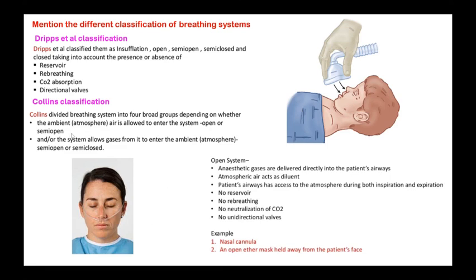So this classification of open, semi-open, semi-closed, and closed, that is the most commonly used by most of the people who are describing that. And each one has got its own advantage and disadvantage, which you can utilize. So the main aim is to deliver the correct concentration of the volatile anesthetic agent along with correct FiO2. Oxygen delivery and set concentration delivery is very important.